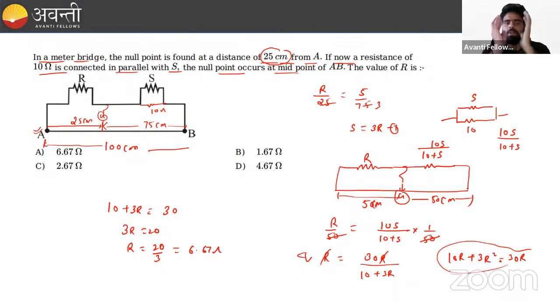So this is the basic problem based on the concept of the balanced Wheatstone bridge. And how can we approach the problem? One thing we have to know is the basic information: what is the meaning of meter bridge, and what is the meaning of null deflection. Okay, I hope this is clear to everyone. Let's move to the next problem.